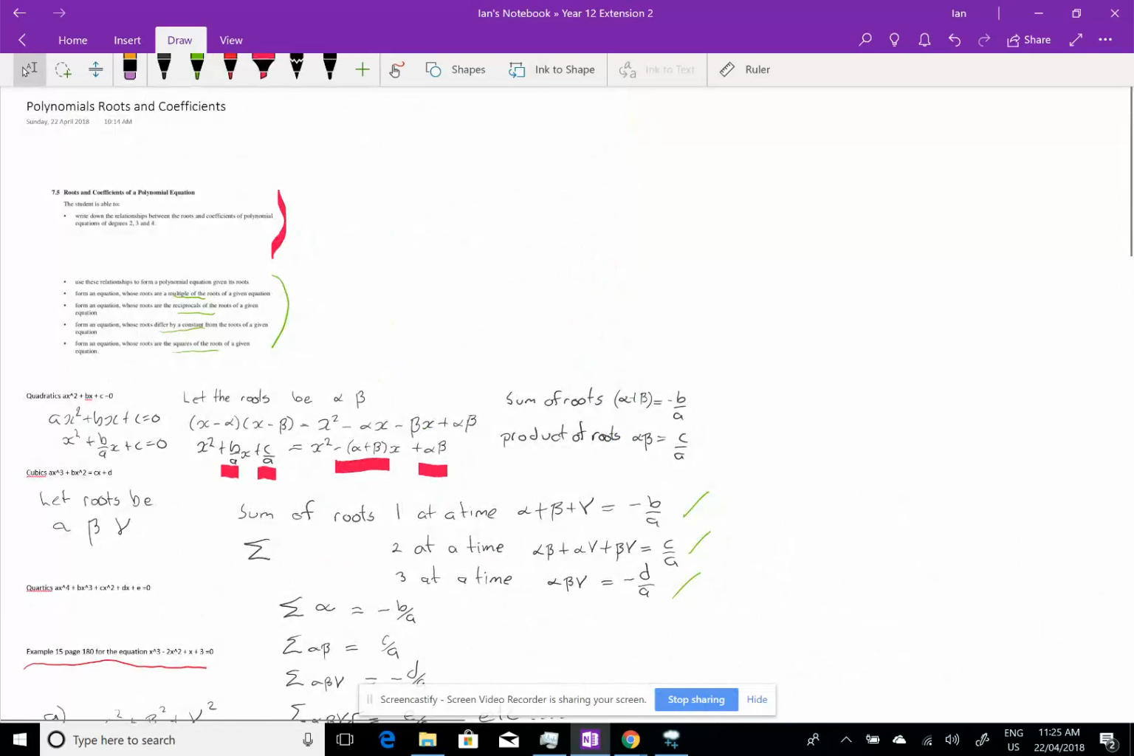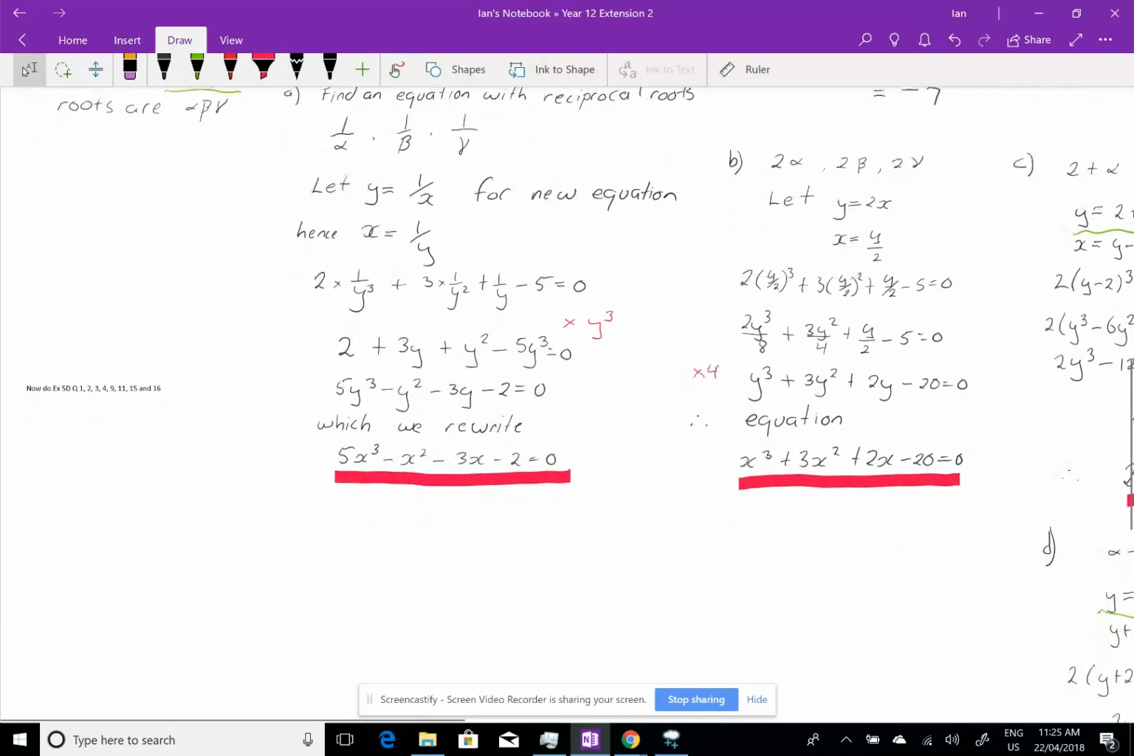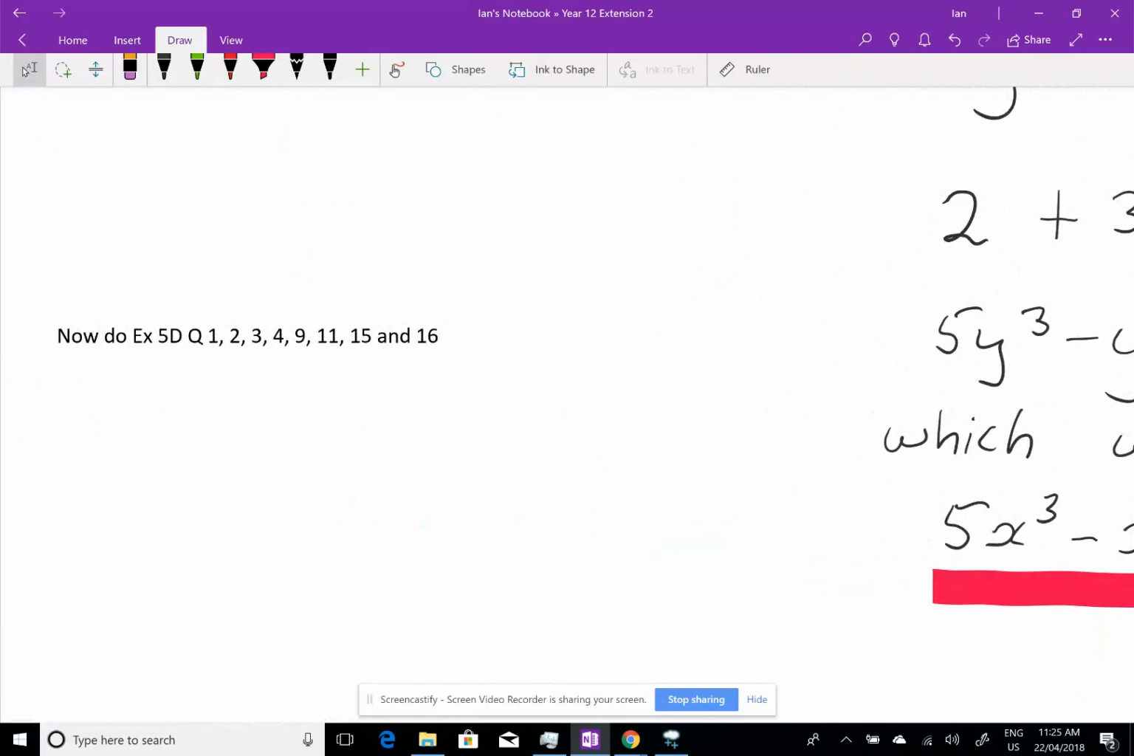So now what you have to do, you have to go and do exercise 5D, questions 1, 2, 3, 4, 9, 11, 15, and 16. And if you can get those done by the time that you return, we should be right. And we should be back on track and able to get through the next topics without having to do extra lessons. So good luck with those, and I'll see you next lesson.